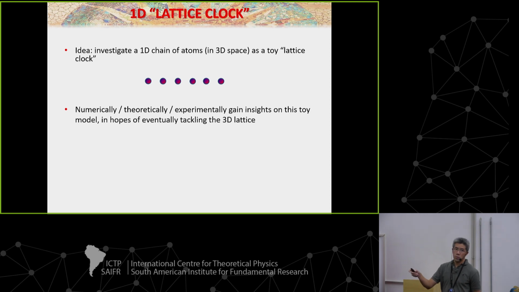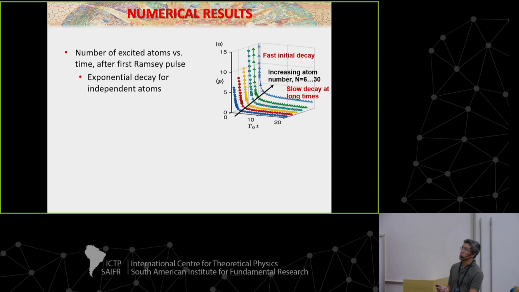This type of system we already discussed yesterday, at least in the single excitation limit. I convinced you that this type of system can act as a waveguide for single photons. So if you have one excitation, it's possible that that excitation actually lives forever, at least if this chain becomes infinitely long. So the hope is that with this system of reduced atom number, by some means, numerically, theoretically, or maybe experimentally someday, we can gain insights on what this toy model lattice clock would do, in hopes of eventually tackling the original 3D problem. That's the goal of this project.